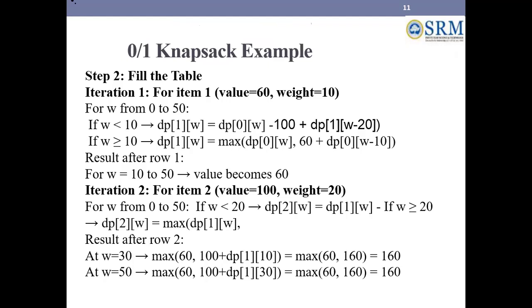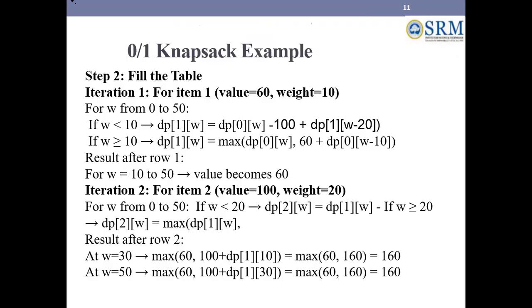If we are adding an item to the knapsack, the total weight should be less than or equal to the knapsack capacity. If it is less, we can add. We can find the maximum of the value where it can be added. So we apply the formula, maximum of 0 comma W and W minus 10. Find the maximum that can be added. If you are adding an item and the weight exceeds, exclude the item that cannot be added to the knapsack. Results after row 1: for W from 10 to 50, the value becomes 60, the initial value.